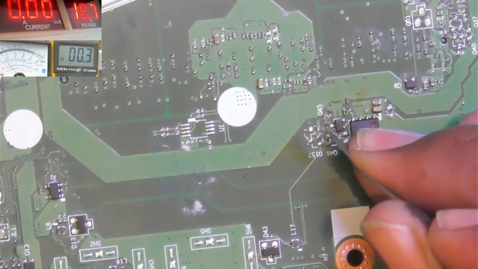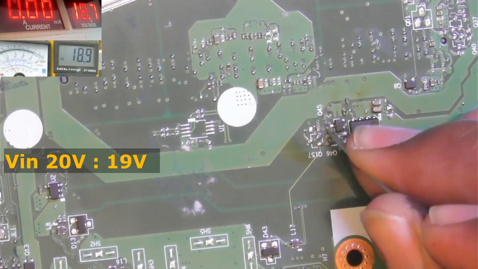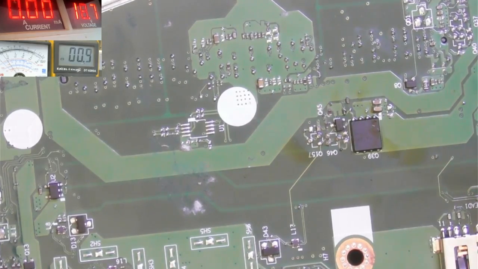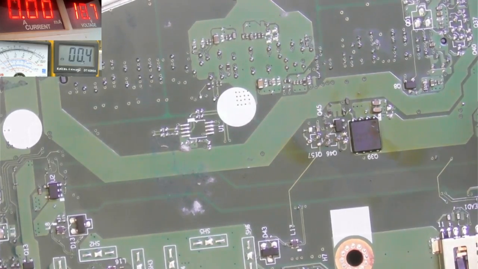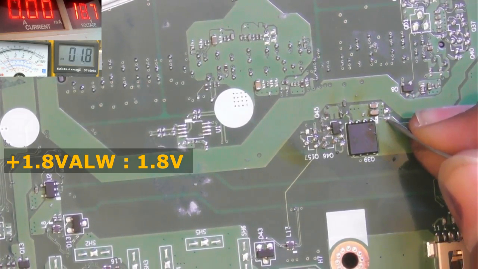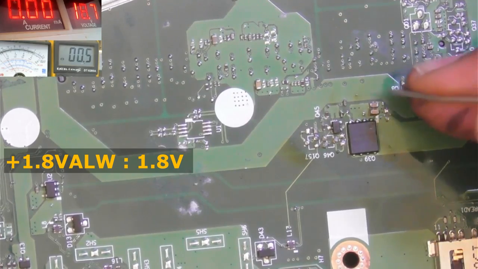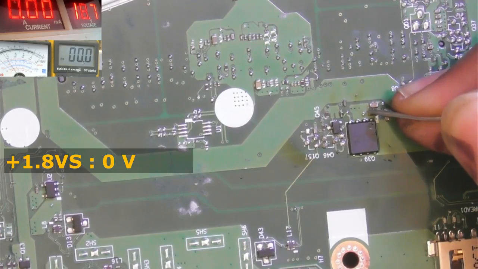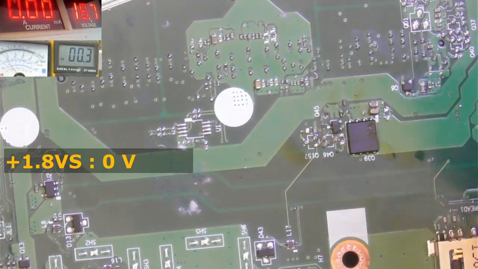1.8. Okay, this is from the VIN plus 12, 18.9, 19 volt in the normal condition. This is 1.8 ALV VELW, and this is the 1.8 volt output of this MOSFET.